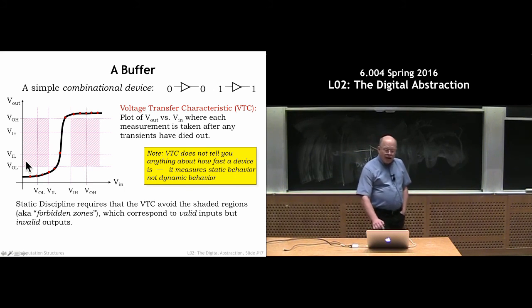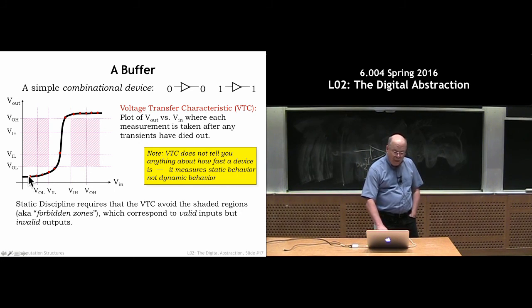Okay, in a moment I'll explain, I don't really care what it does in the middle. I care about its behavior when the input is less than VIL, and you can see the output is producing a legal 0. When its input is greater than or equal to VIH, you can see it's outputting a legal 1, a voltage above VOH. Everybody good with that?